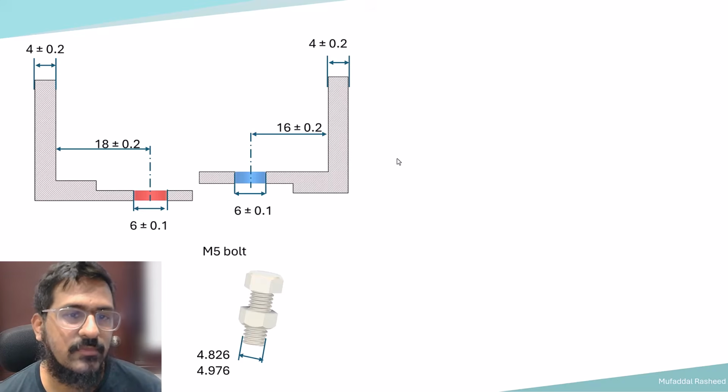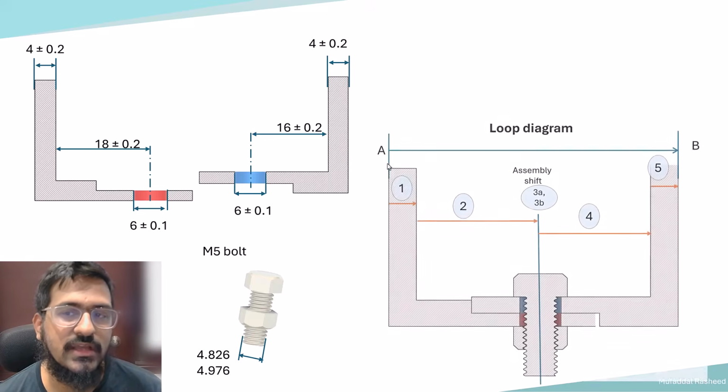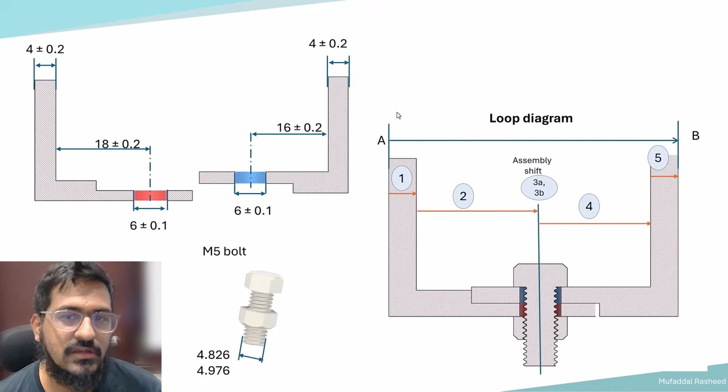So once we have this data, the next step is to create the loop diagram. Now the loop diagram is basically created by forming a chain of the dimensions which are affecting the stack up. So we have to calculate A to B. Now we can start from this line and the first segment will be this dimension, which is the thickness of the red color part. Then dimension number 2 will be the location of the hole, which is 18.